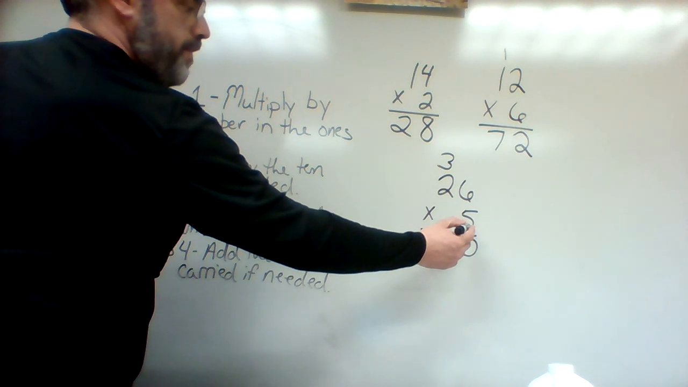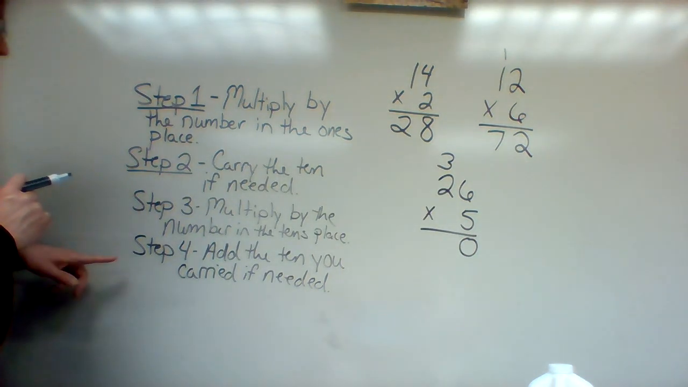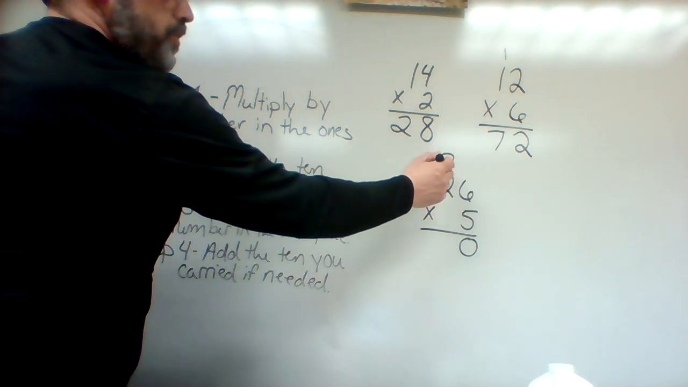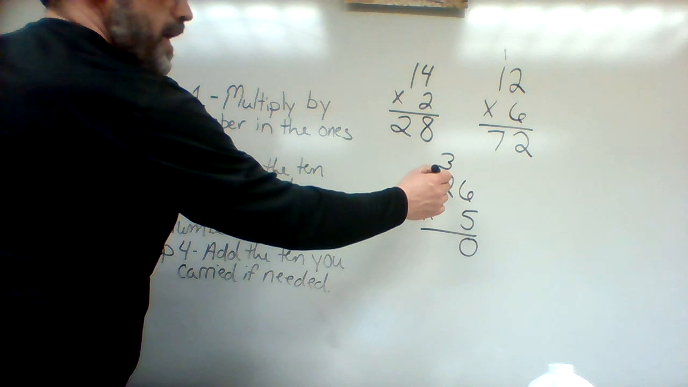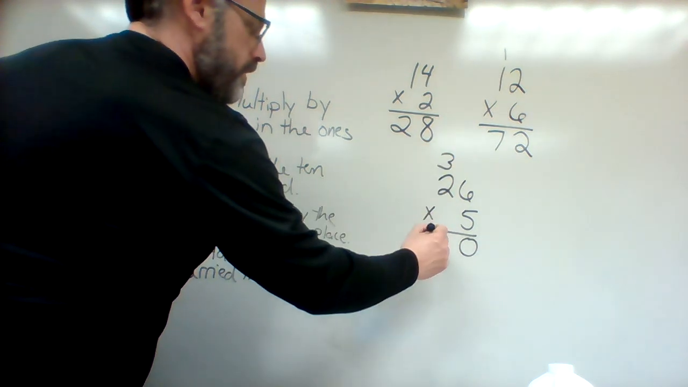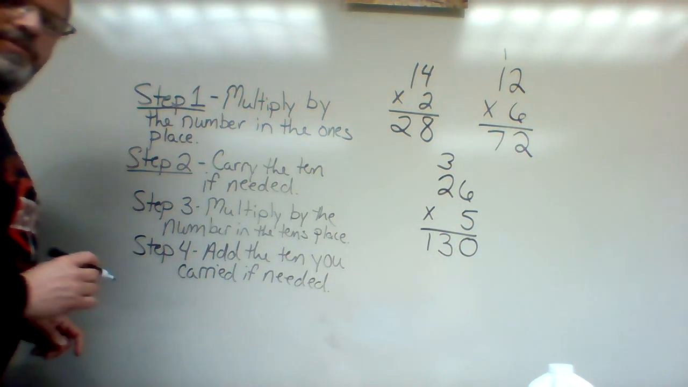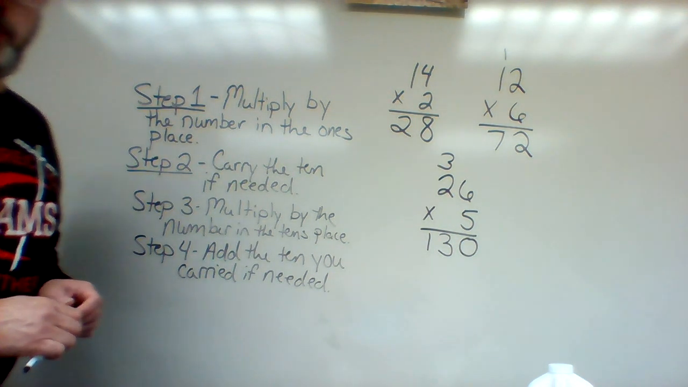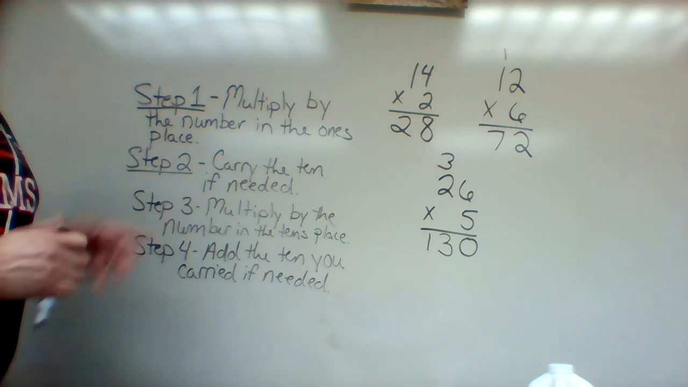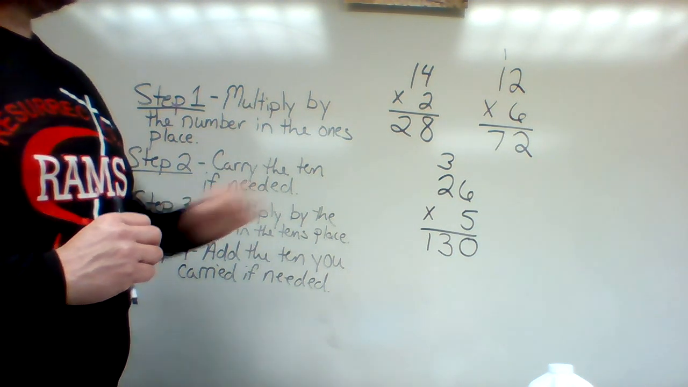I'm going to take 5 times 2, that gives me 10, and then my fourth step, I need to add that 3 I carried. So 5 times 2 is 10, plus 3. So 10 plus 3 gives me 13. And so my answer to that problem is 130. So as you work with these, you're always multiplying times the number in the ones place first, just like we did here.